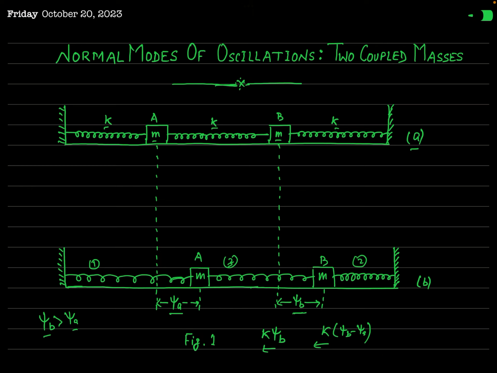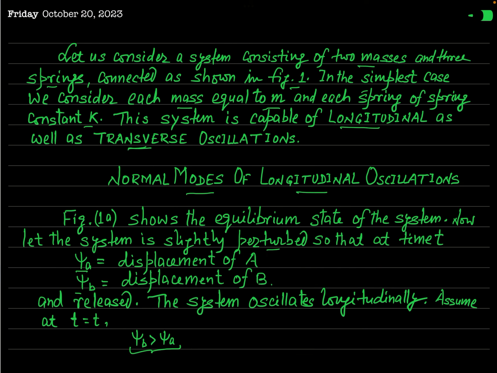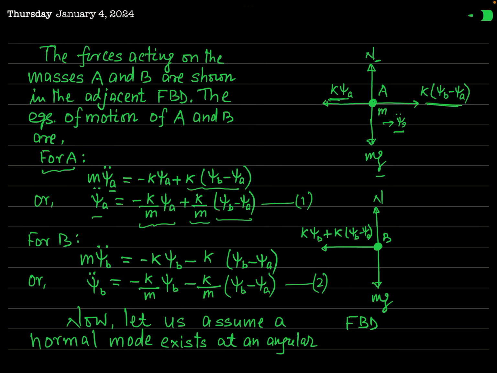So this block B will experience two spring forces, k psi B and k times (psi B minus psi A), both in the leftward direction. You can see the free body diagram of B. This force k times psi B plus k times (psi B minus psi A), both are acting in the leftward direction on it. Again, mg is balanced by N, so the net force acting on this block B in the leftward direction is k times psi B plus k times (psi B minus psi A). But its acceleration is psi B double dot, and it is directed in the rightward direction.